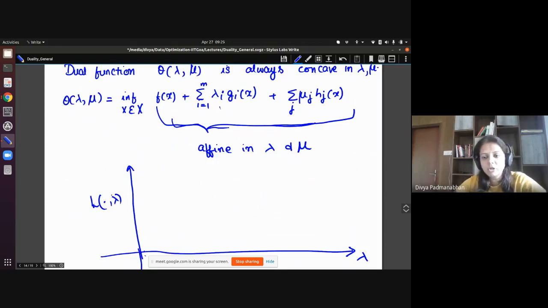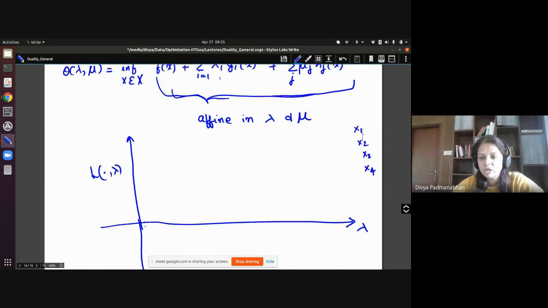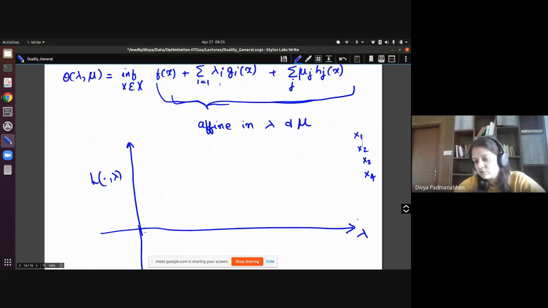Okay, so what I'm going to do is I'm going to take maybe some 4 values, say x1, x2, x3, x4, some 4 fixed values. Okay, and this function f of x plus summation lambda g i plus summation mu j h j, for a particular value of x1, as a function of lambda. So this is one constraint. So f of x plus lambda g of x. Okay, so that is what I'm going to plot here.